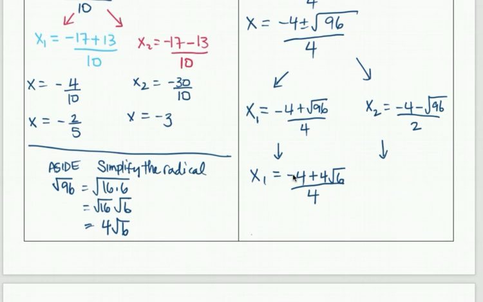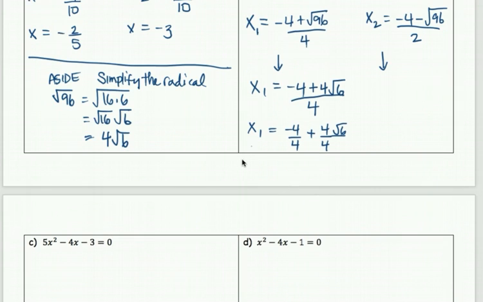Okay, and then when you do that, see how they're all over 4. So you can write it like this. This one's over 4, and this one's over 4, root 6, like that. So you can see the 4's will cancel out, and then you end up with -1 plus root 6 is your final answer.